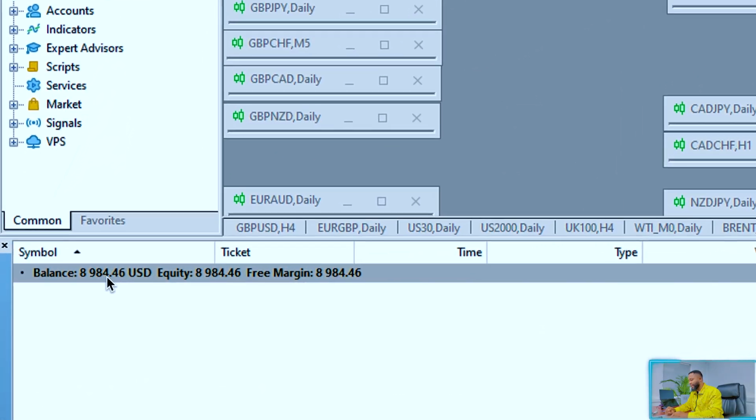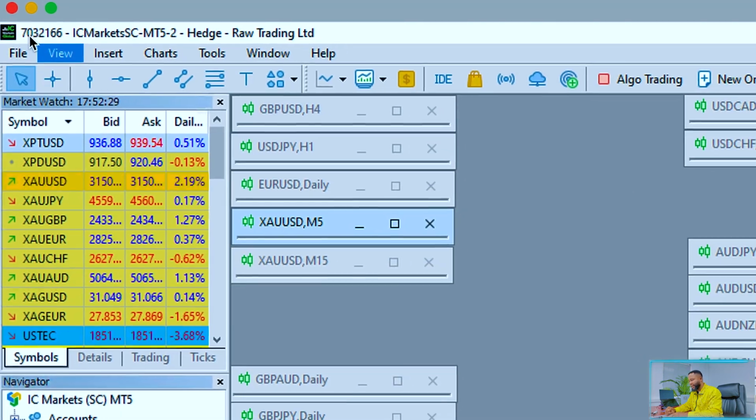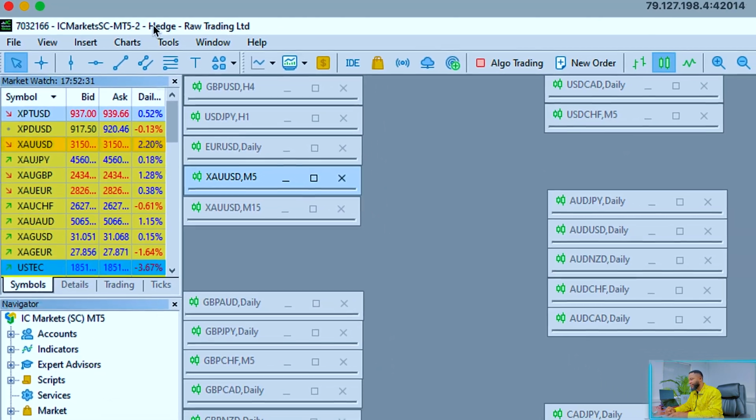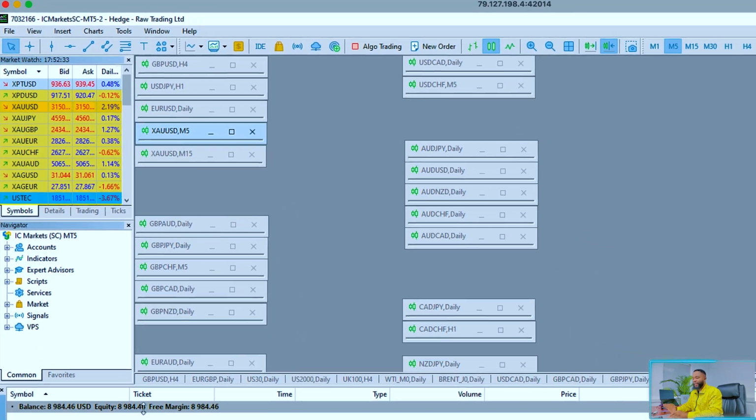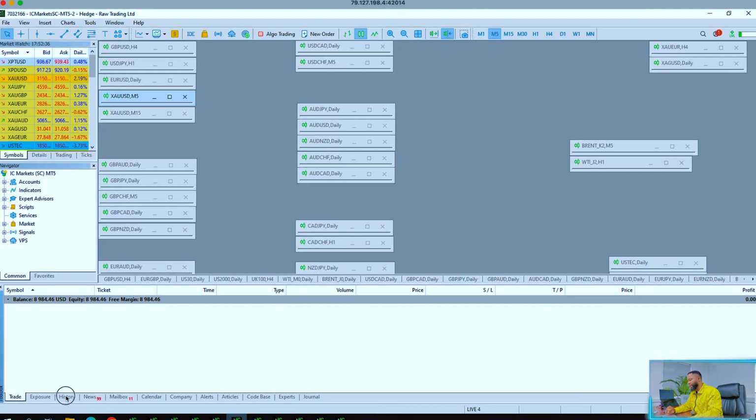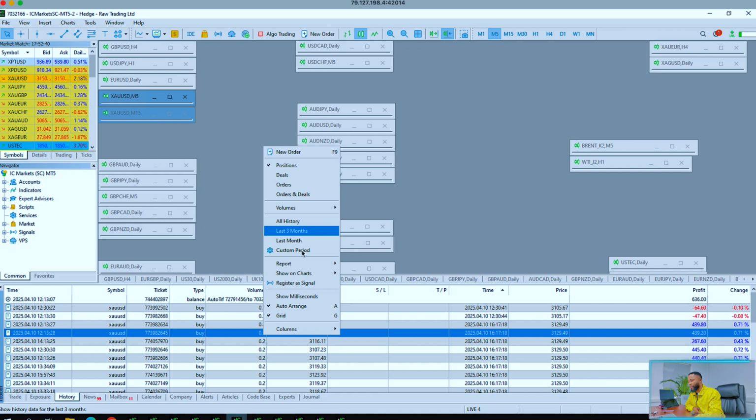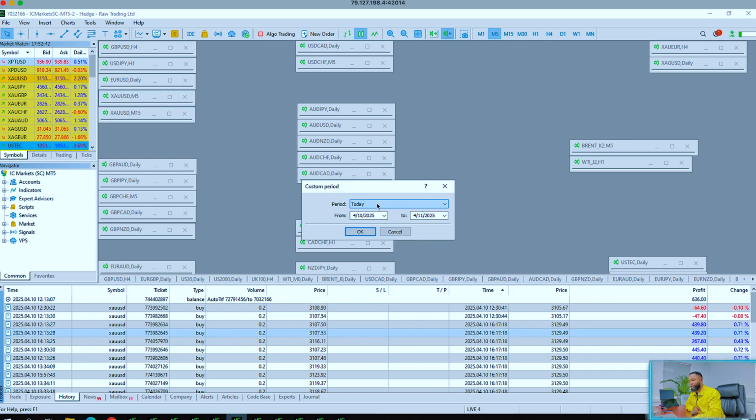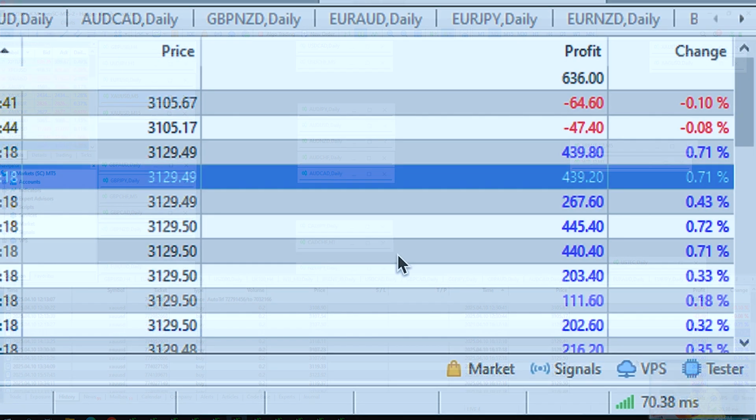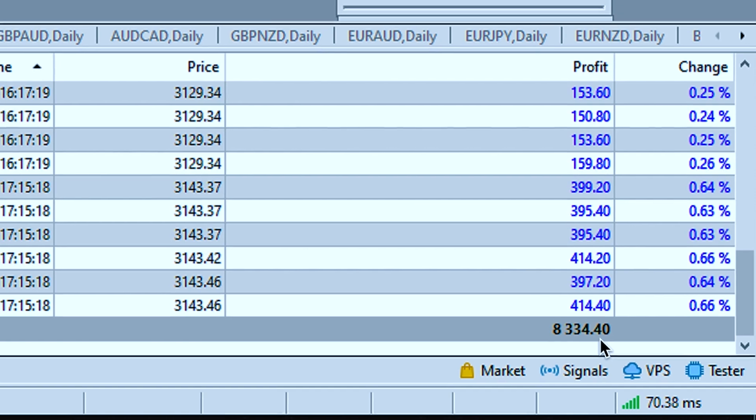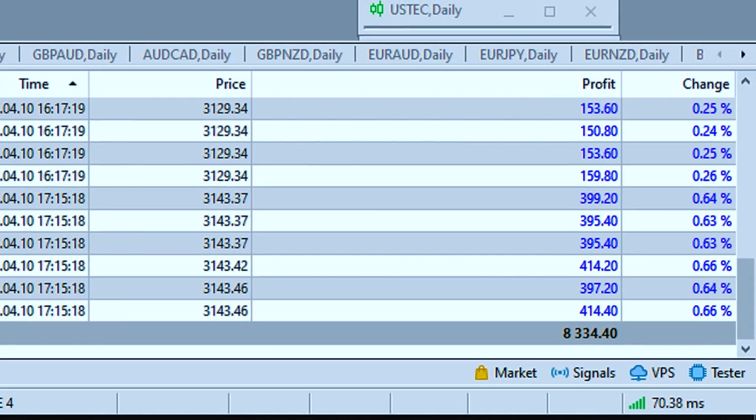If you guys can see, that's the same account with the same balance. That's the same live account, IC Markets, MT5, Raw account. If you go on history here, that's the history. Let's filter, go on custom, and then on today, we click OK, boom. That's it, 8,334, which is the same thing you guys saw on my phone.